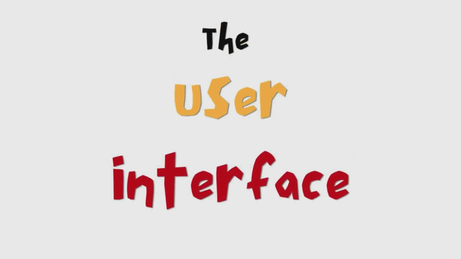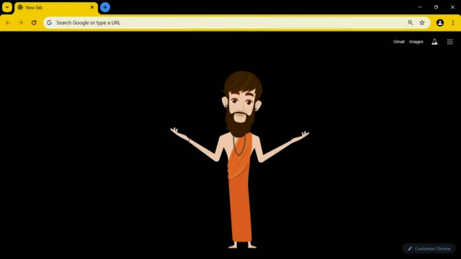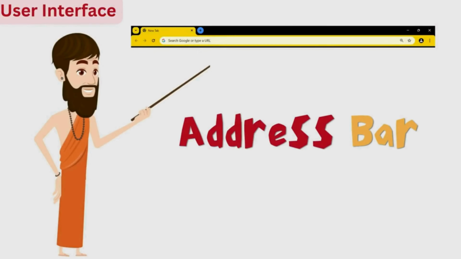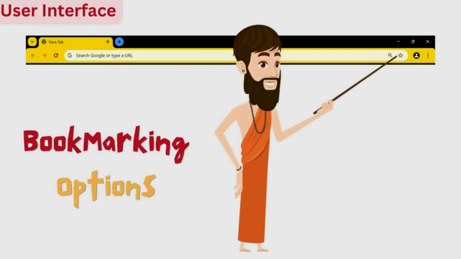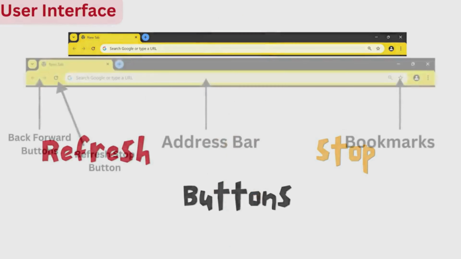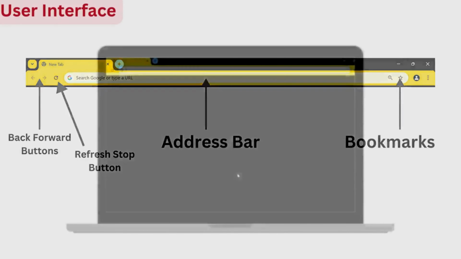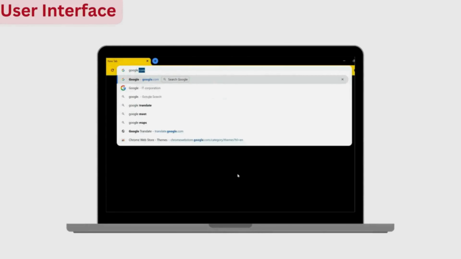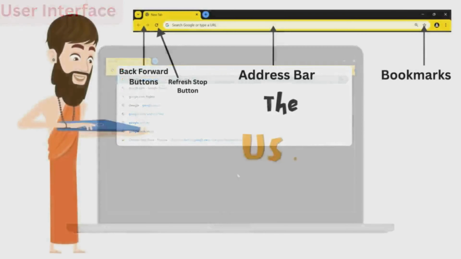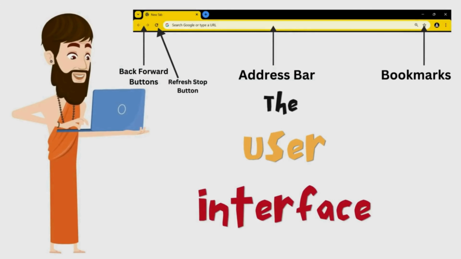The user interface is where you interact with the browser. It involves the address bar, back and forward buttons, bookmarking options, and refresh and stop buttons. These elements make up the user interface, giving you control over your browsing experience. With the help of the user interface, I typed google.com into the address bar. So the user interface is where users directly interact with the browser to request websites and access various features.